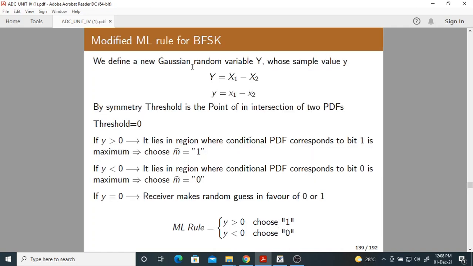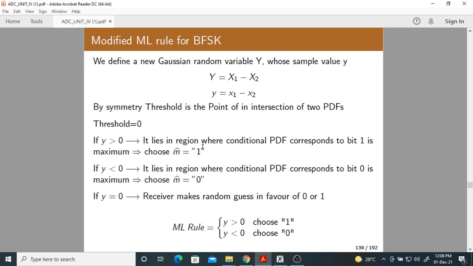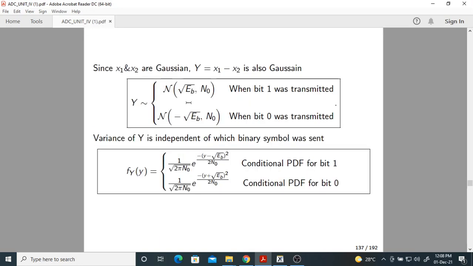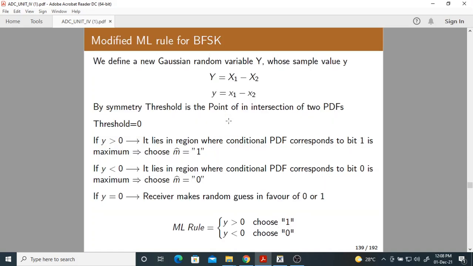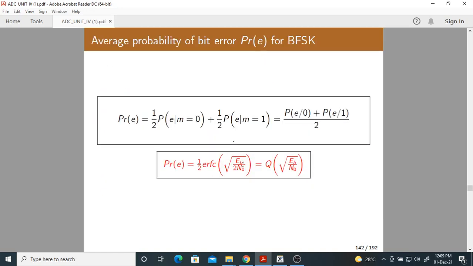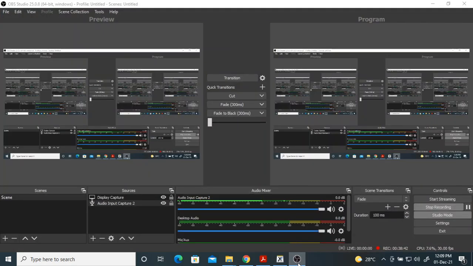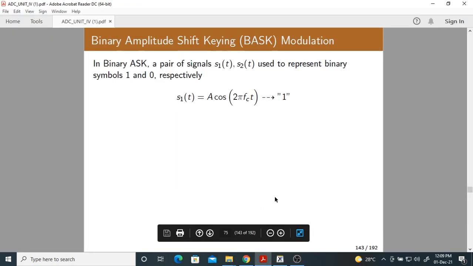So this is a modified ML rule, and the calculation of probability of error is just like BPSK with the variable changed to y. What is y? A Gaussian random variable with mean root EB when bit 1 was transmitted and minus root EB when bit 0 was transmitted, with the same variance n naught. With a similar calculation to BPSK, you end up getting this, the probability of error of BFSK. So that is about BFSK.